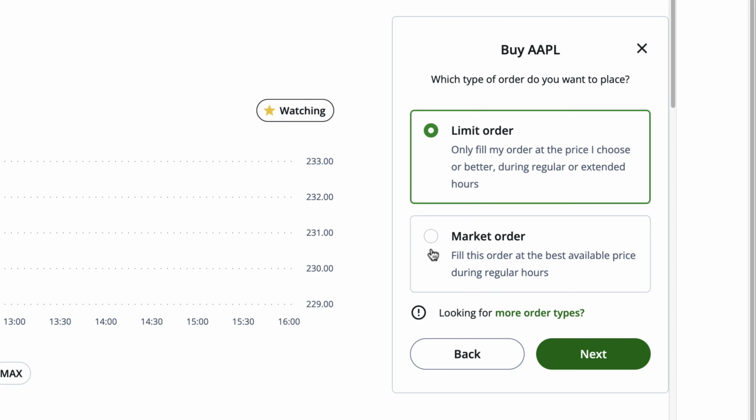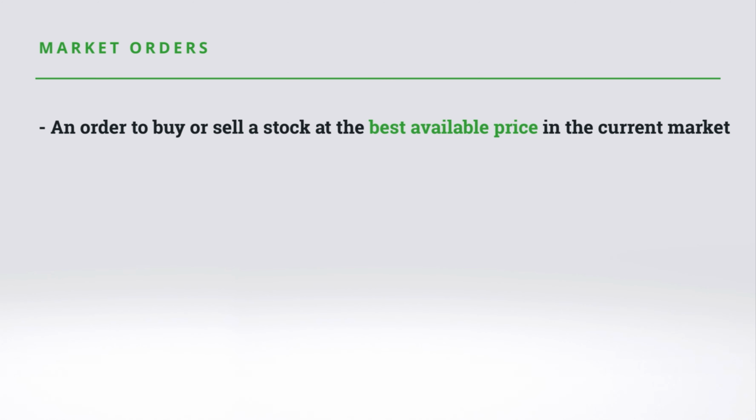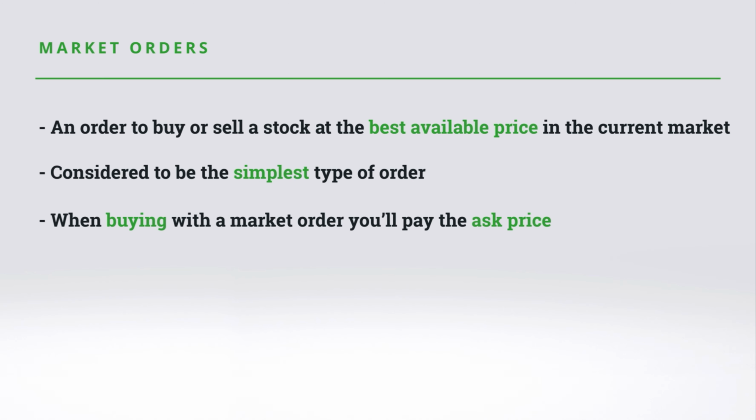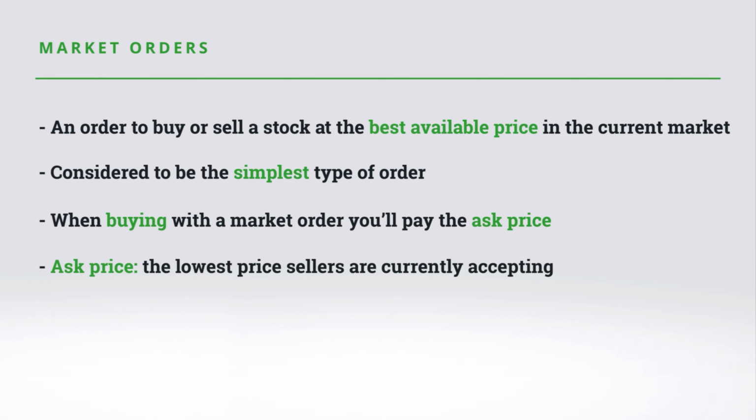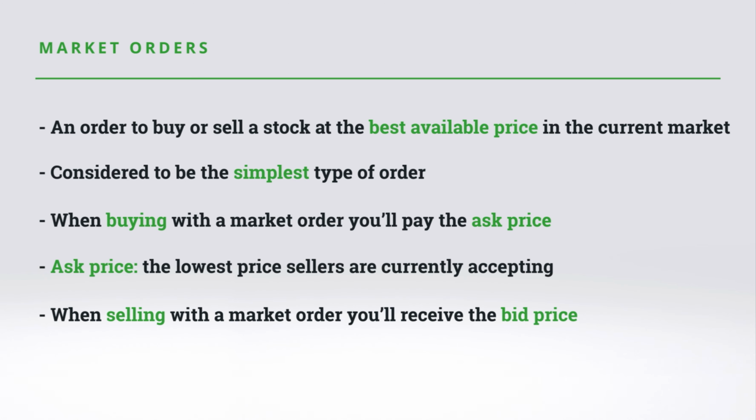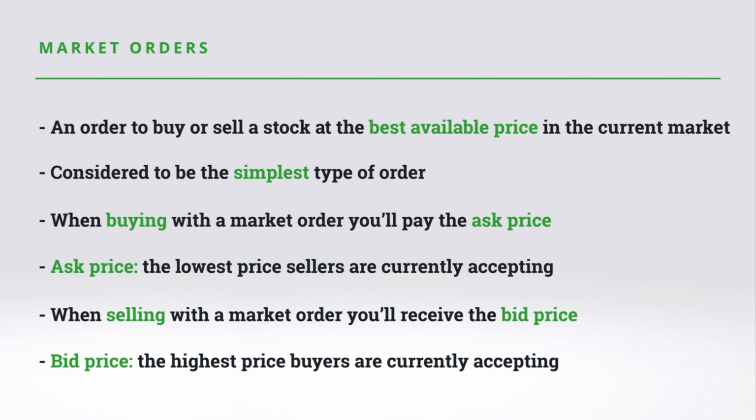For this example, we'll start by placing a market order. A market order is an order to buy or sell a stock at the best available price in the current market. They're also considered to be the simplest type of order. If you use a market order to buy a stock, you'll pay the stock's current ask price or lower. If you use a market order to sell a stock, you'll receive the bid price or higher.